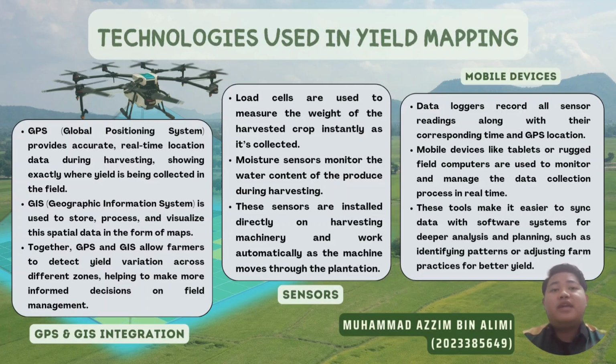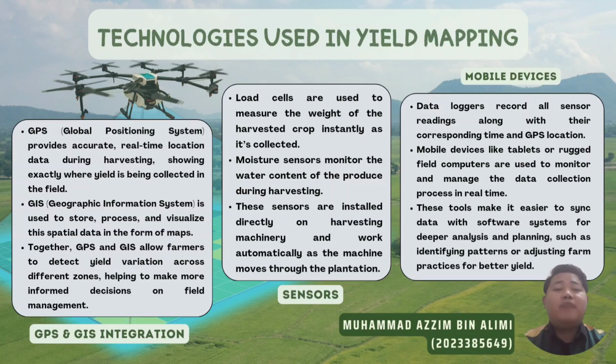Finally, we have data loggers and mobile device, which plays an important role in managing and storing the information. Data loggers record everything with time and location stamp, while mobile device like tablets allow users to monitor data on site and even do basic analysis. All this data can be transferred to farm management system for deeper analysis and planning.